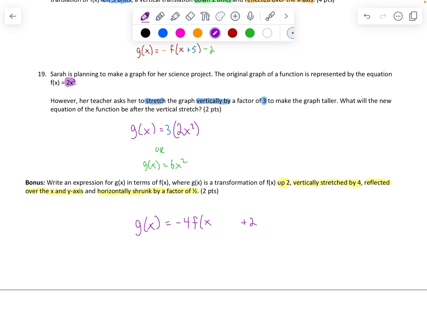And if it's reflected over the y-axis, you have to have a negative in front of the x on the inside. That's the stuff we didn't really do, the horizontal reflections or the shrinks, but that's why this is a bonus question. And then to do the horizontal shrink by a factor of 1/2, this is where it gets weird. It's actually a 2 in there, so it's the reciprocal of this number that goes there. So if it was a horizontal stretch by a factor of 5, you would put a 1/5 right there instead. And that's it.